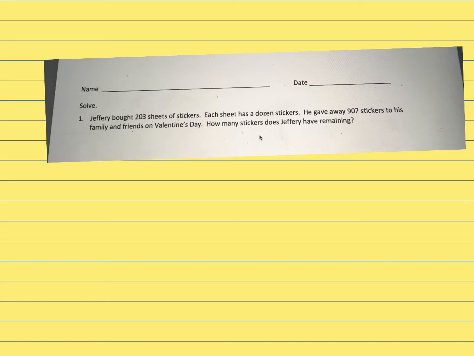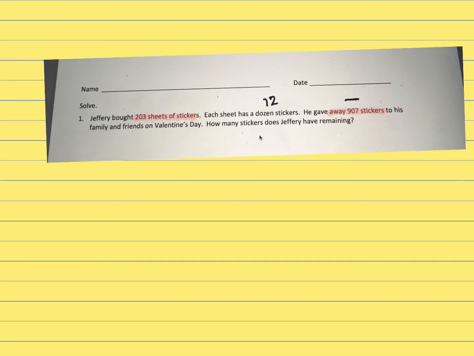It says Jeffrey bought 203 sheets of stickers. Okay. Each sheet has a dozen stickers. Okay, a dozen is 12. That's kind of one of those things that you may not know. A dozen is 12. And he gave away this many stickers. Okay, gave away, you're thinking, oh, take away.